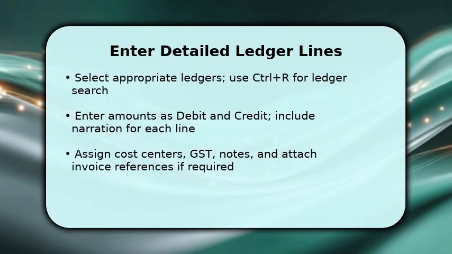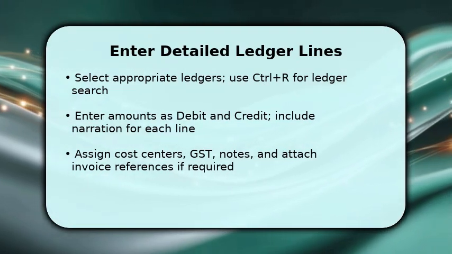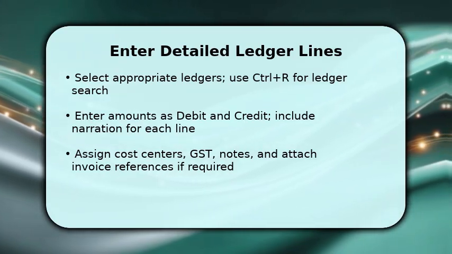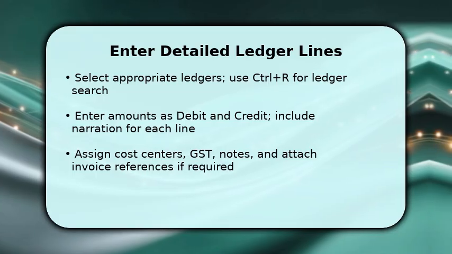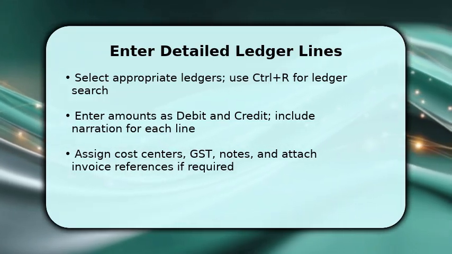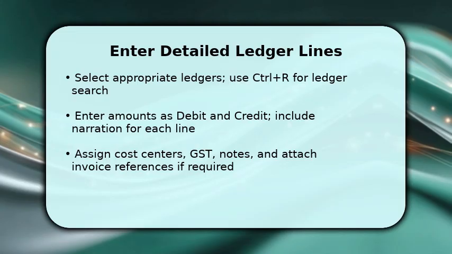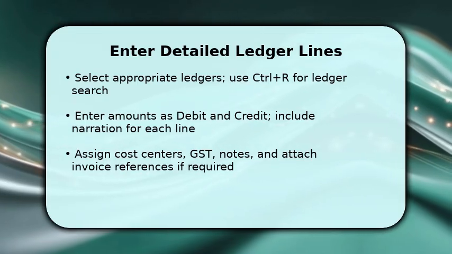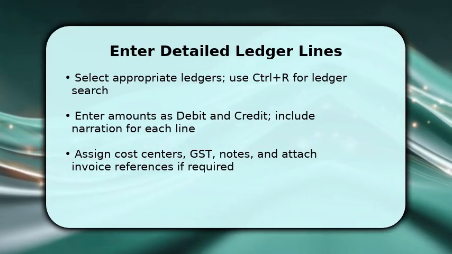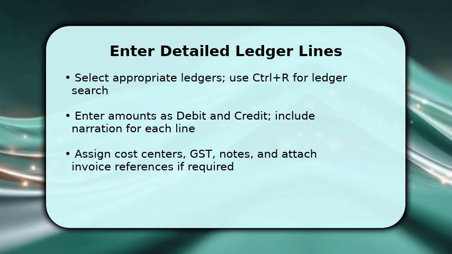Now focus on the detailed execution. Select the correct ledgers and confirm whether each line is debit or credit. You enter amounts precisely, and for each line type, a clear narration describing the business purpose so audits are simple later. If you use cost centers or GST, apply them at the line level. Include invoice numbers or attachment references to link source documents.